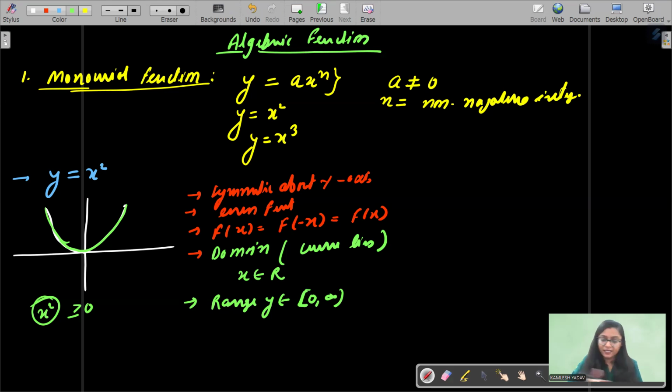So here the monomial function y equal to x square is an even function, symmetric about the y-axis, and the domain is x belongs to R, and the range is y belongs to 0 to infinity. Now, we see the graph of the second function, y equal to x cube.